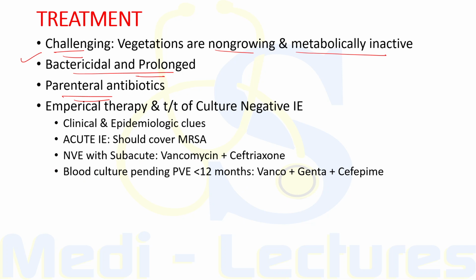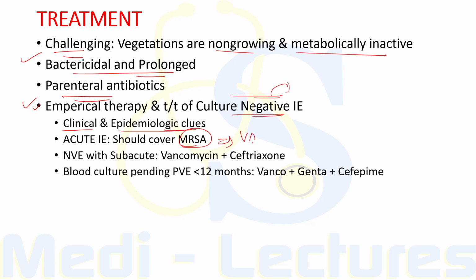Empirical treatment initiation is required in most cases before we get the culture sensitivity results. So before going into the specific treatment of organisms, let's discuss the empirical therapy and treatment of culture negative infective endocarditis. If culture results are negative, what treatment would we start? Empirical therapy should be designed based on clinical and epidemiological clues. For acute infective endocarditis, empirical therapy should cover methicillin-resistant Staph aureus, especially in cases of healthcare associated native valve endocarditis or people who inject drugs, in which MRSA is the most common cause.